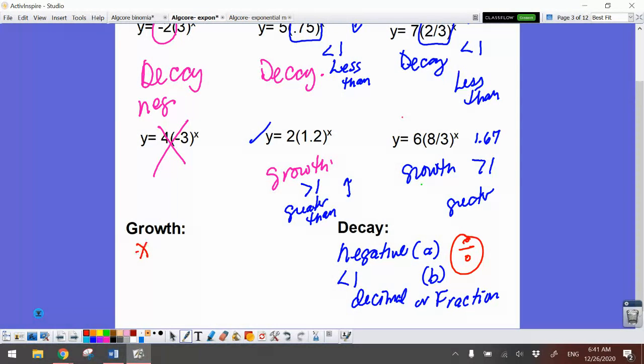Now, a growth pattern is always going to be a multiply, and I'm going to have numbers that are bigger than 1, or greater than 1. So anything that's positive is going to be a growth. Anything that has a decimal like 1.2 or a fraction like 5/3, where the numerator, the top number, is bigger than the bottom number, is going to be a growth.